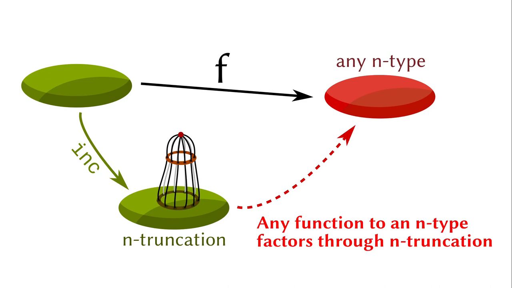Truncation satisfies the universal property that, for any n-type B, there is an equivalence between the functions from A to B and those from the n-truncation of A to B. In other words, any function from A to B extends to the truncation of A. You have proved this in homework for propositional truncation.